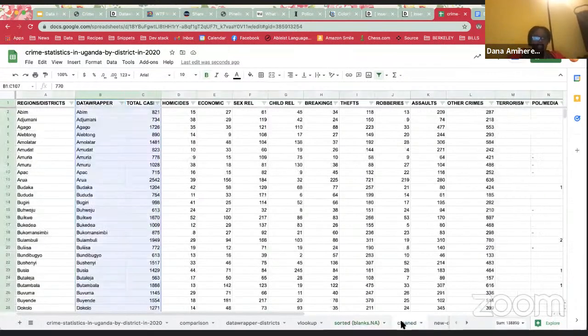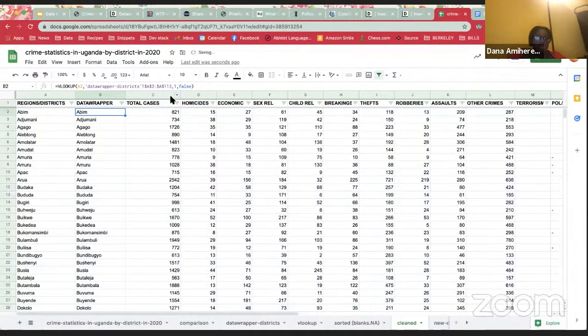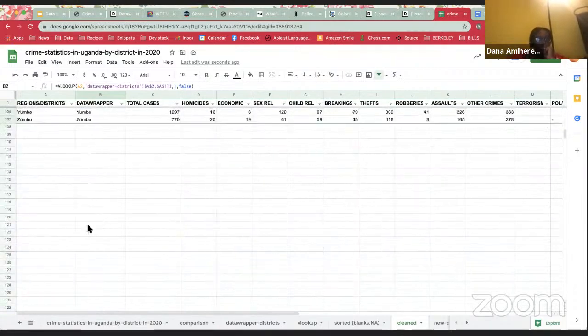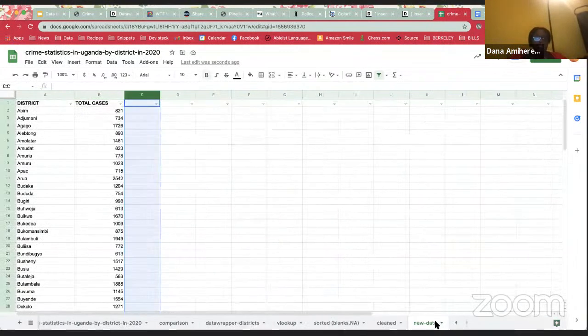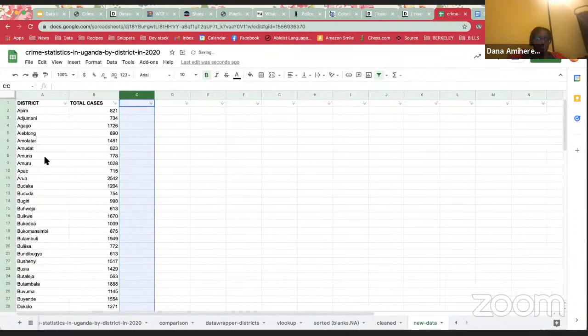And then in my clean sheet here, what I've got is just my Data Wrapper column, with my districts. All my districts match my Data Wrapper all the way down. Okay. And then what I did is I copied that into new data. I copied my districts from my Data Wrapper list, and then I just copied the column of total cases that go with my Data Wrapper columns. So what we're going to do is you're going to copy this information from new data.